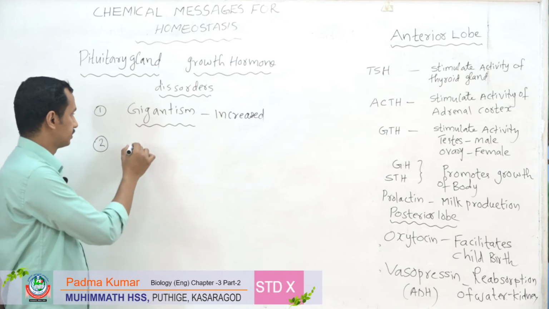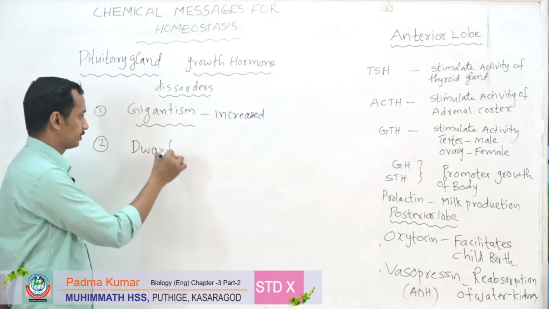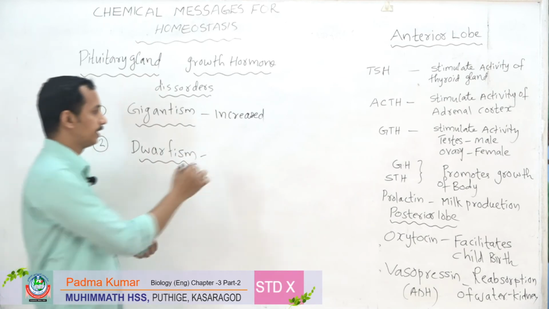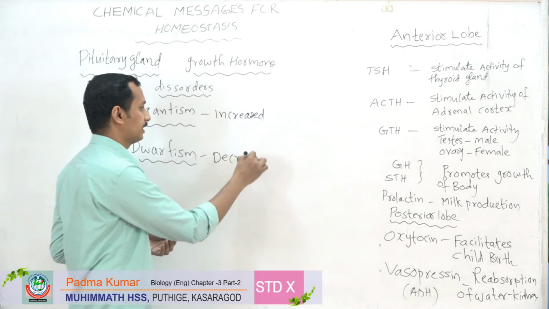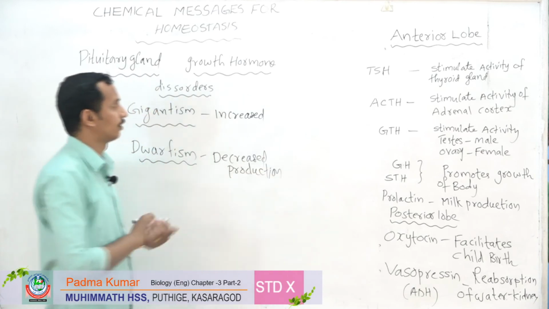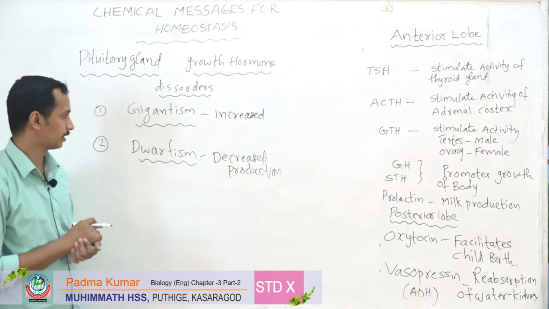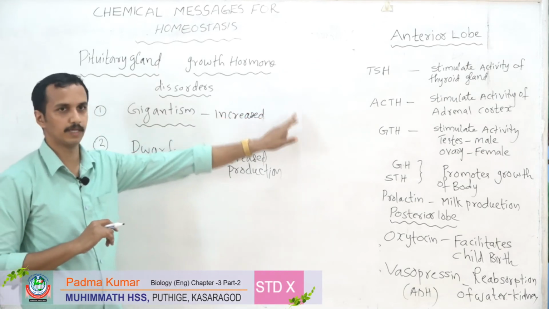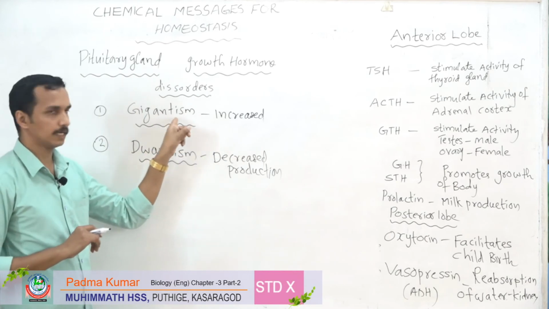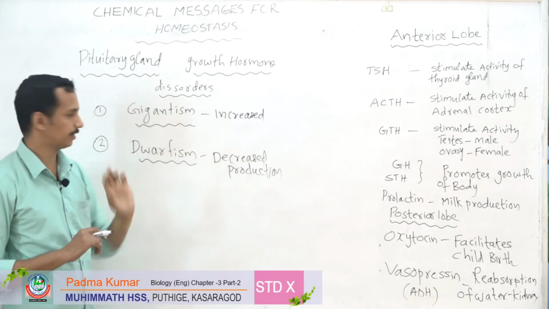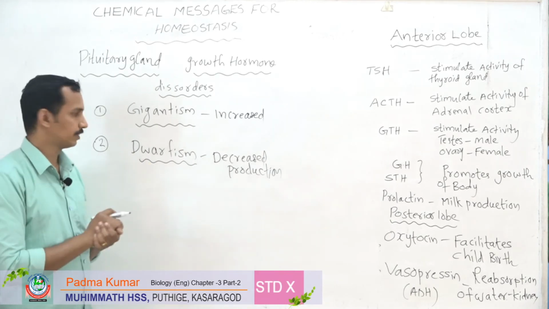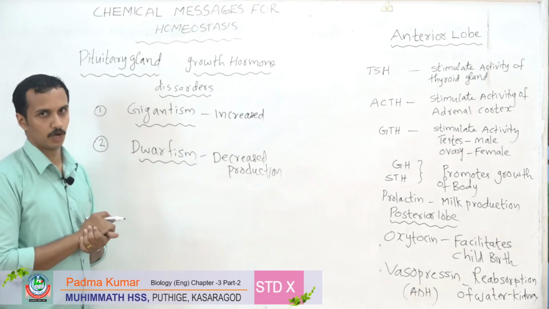Then there is another situation. It is called dwarfism. It is due to decreased production of somatotropin or growth hormone. So these are some situations taking place in the growing stage. If the hormonal level increases, it leads to a condition known as gigantism. And the second condition, decreased production of somatotropin during the growing stage, is called dwarfism.